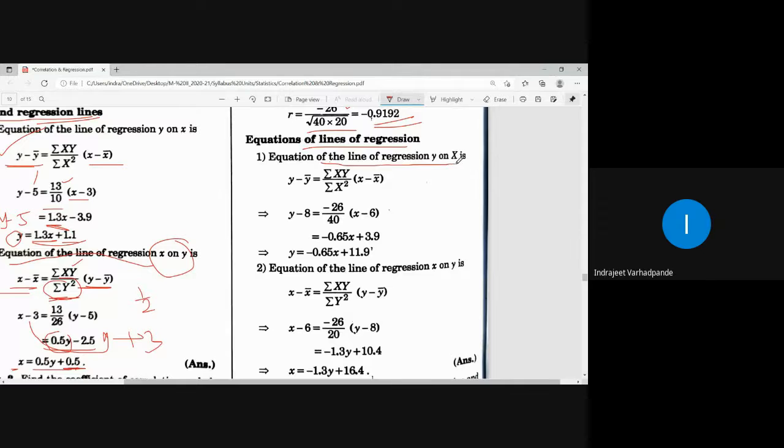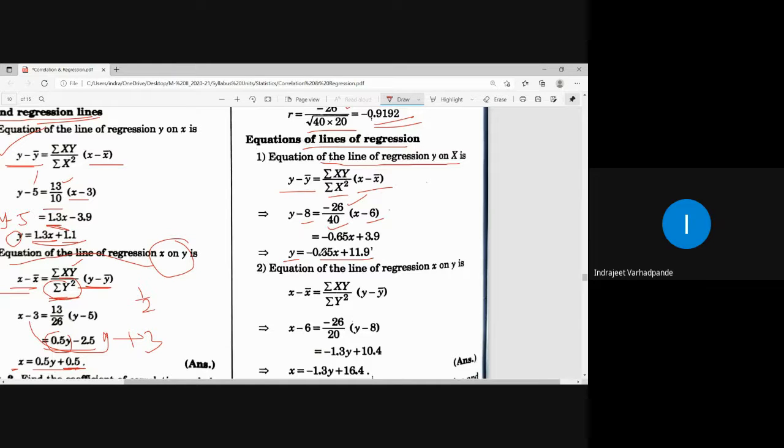Equation of line of regression y on x will be y minus y bar is equal to summation xy upon summation x square into x minus x bar. Except x and y, all other values are known, which are constants. So I substitute the values for y bar, x bar, summation xy, summation x square. So I am getting down the answer as y in terms of x, and therefore this particular line is called as line of regression y on x.